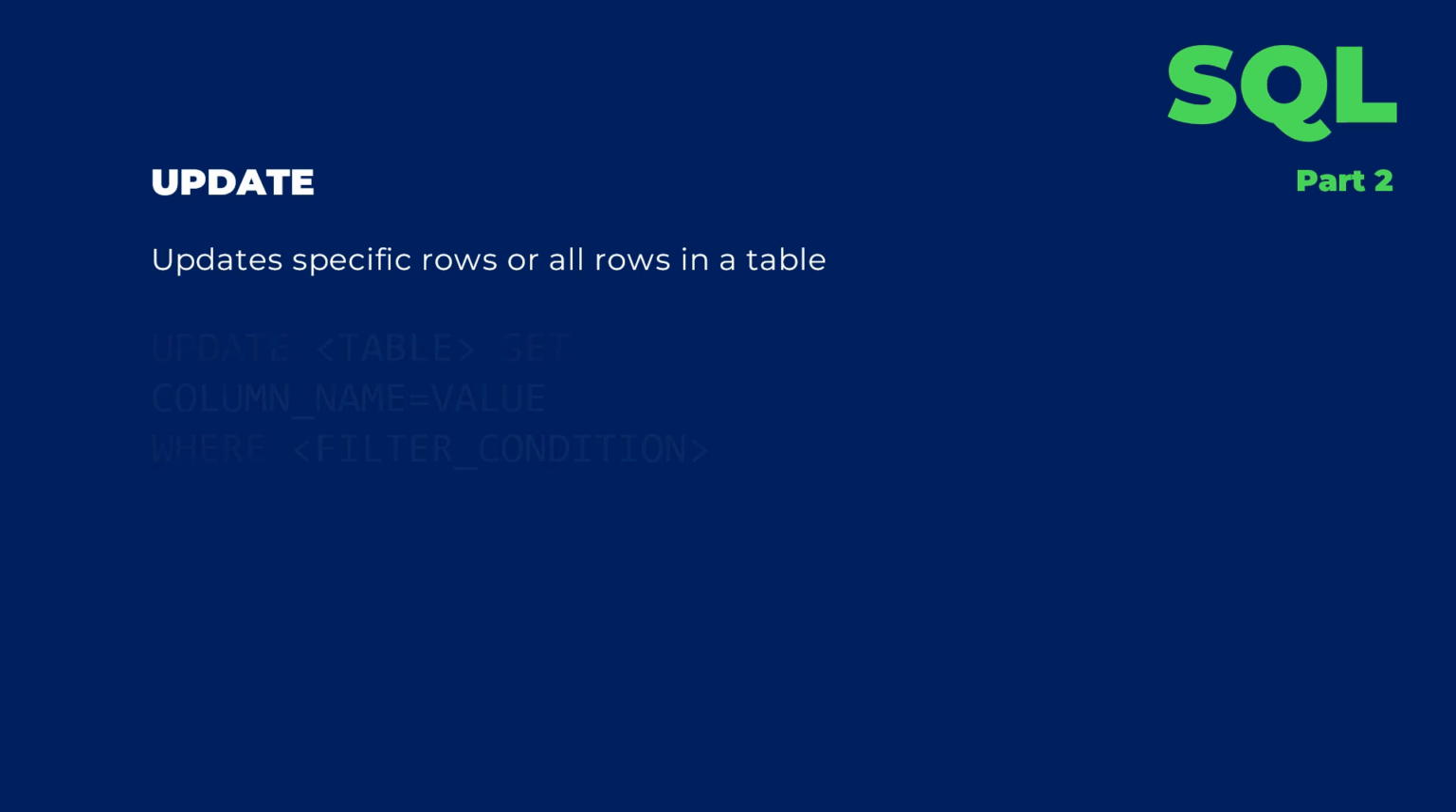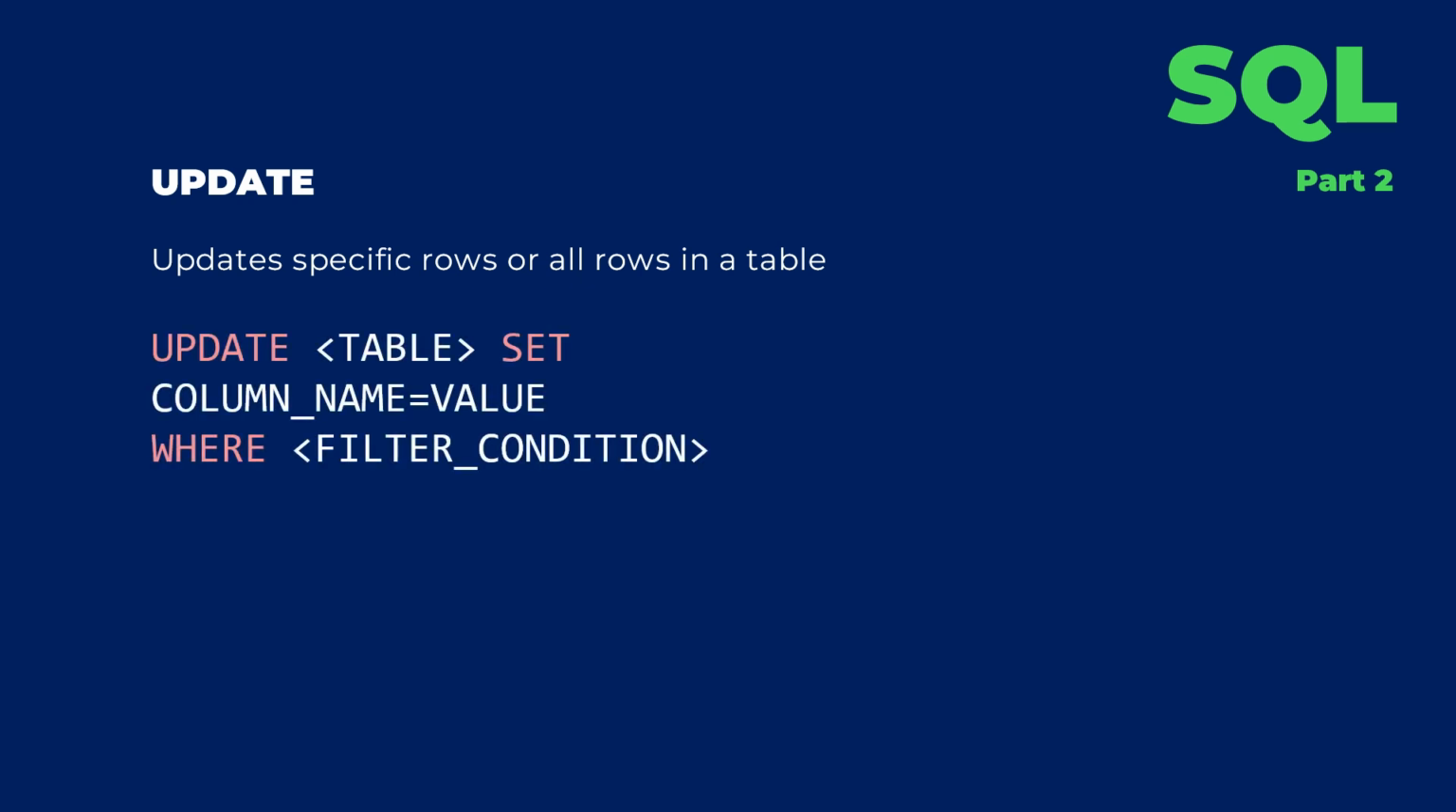Next, we will see how to update and delete table data. We can use update to update specific rows or all rows in a table. The basic format of an update statement is made up of three parts. Number one, we should specify the table to be updated and then the column names and the corresponding new values and the filter condition that determines which row should be updated.